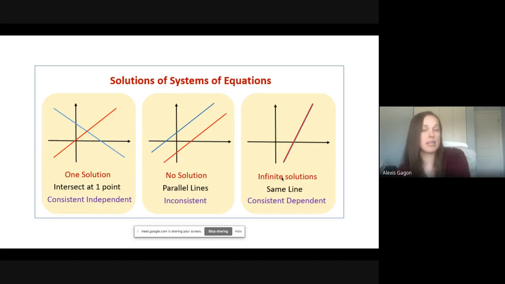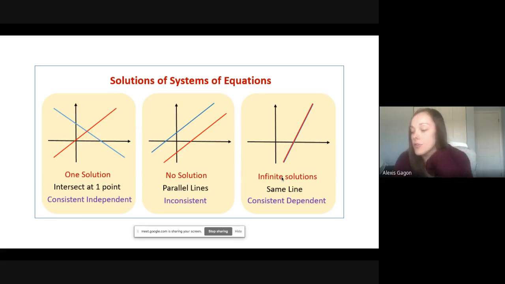I would maybe draw this diagram or just remember: if they cross at one point, it's one solution. If they're parallel, it's no solutions. And if they're the same exact line, then that's infinite solutions. Okay. Are there questions with that at all? If there are, interrupt me.